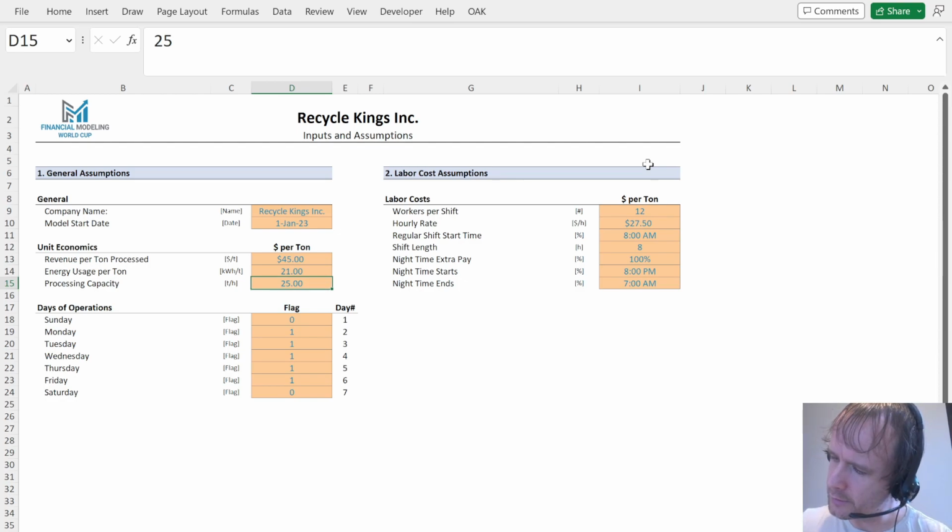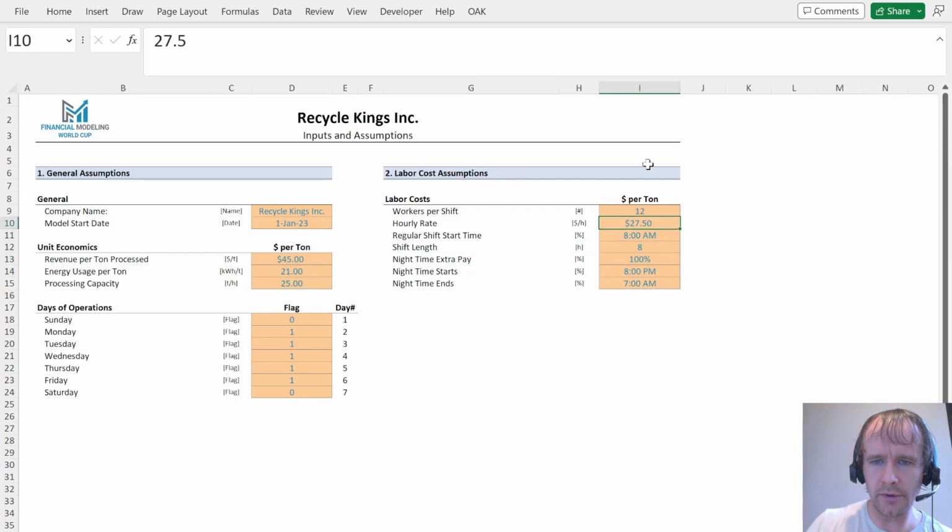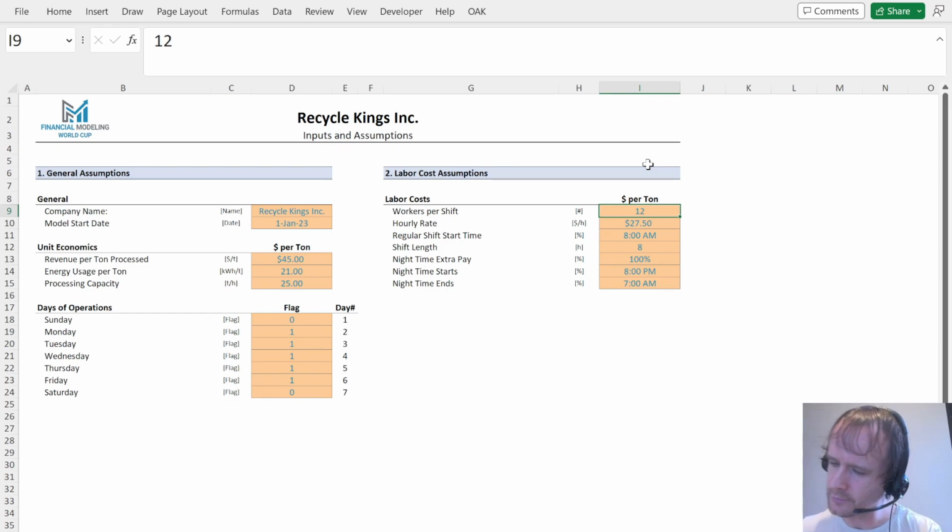Okay. Revenue is $45 per ton. No other revenue streams. Two direct cost items: labor costs and energy costs. The recycling process requires 12 employees and 21 energy, and the 12 employees are up here. Fine. Labor costs. Employs 12 workers, all working in one shift. Base case scenario, they start work at 8 a.m. and work for 8 straight hours.